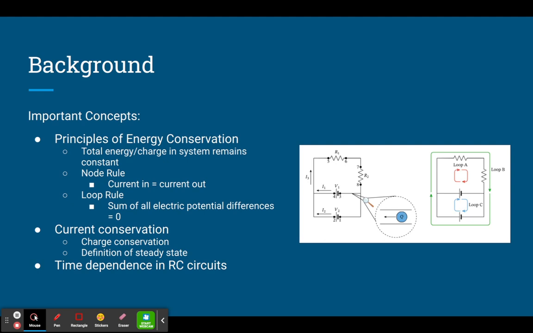So, for the background, some important concepts are the principles of energy conservation, which states that total energy and charge in the system will remain constant. And within this, you can determine the node rule and the loop rule, which is that the current in should be equal to the current out, and the sum of all electric potential differences should equal zero. You also should consider current conservation and charge conservation, along with the definition of steady state, and then also time dependence in RC circuits.